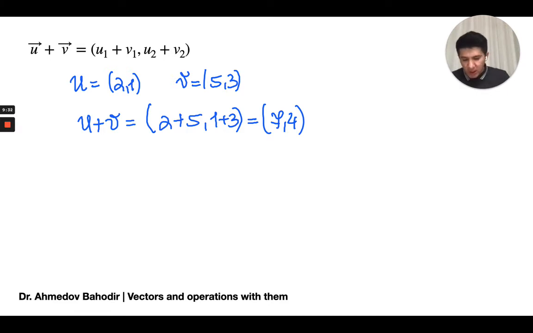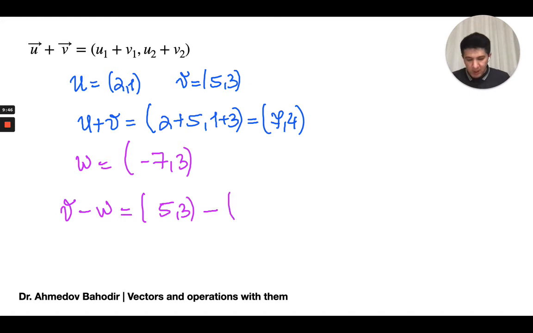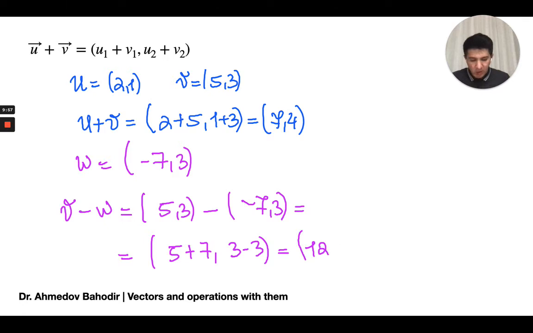So if you're given two other vectors, for example, if you would like to now subtract two other vectors, let's say omega is given as minus 7 and 3. And if you would like to subtract omega from v, you're going to write down 5, 3, the v, minus minus 7 and 3. And you're going to do this component-wise again. It's going to be 5 plus 7, 3 minus 3, and this is going to be equal to 12 and 0.